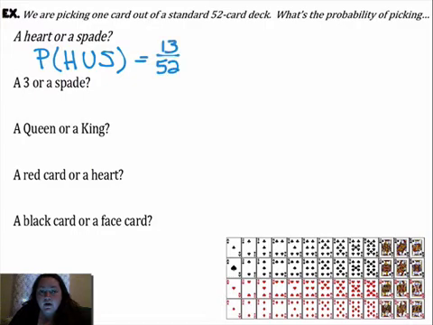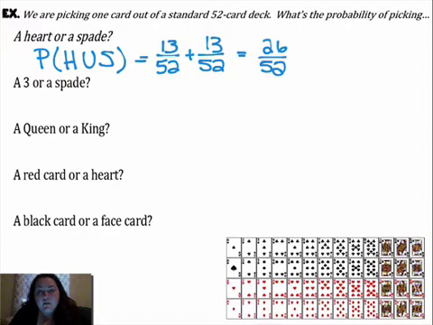Well, hearts, I have 13 hearts. And spades, I have 13 spades. And there aren't any hearts that are also spades, so I don't have to subtract anything. I get 26 out of 52.